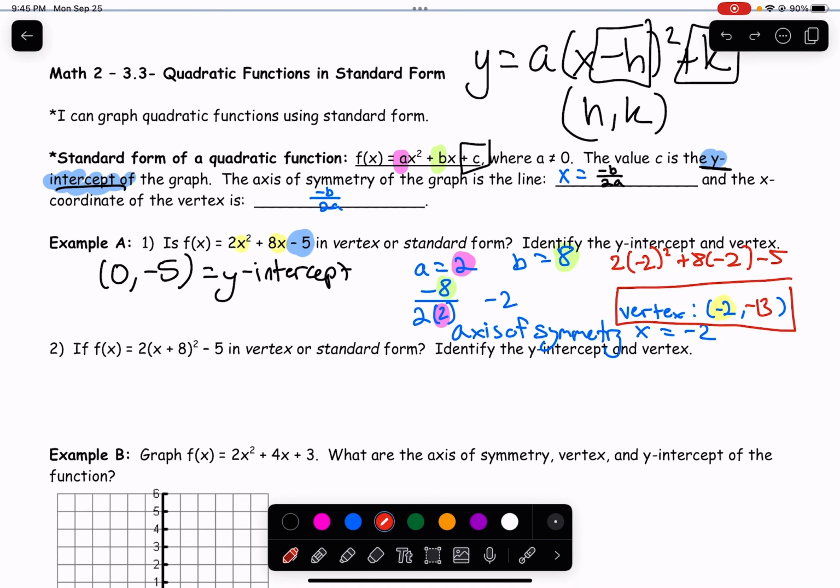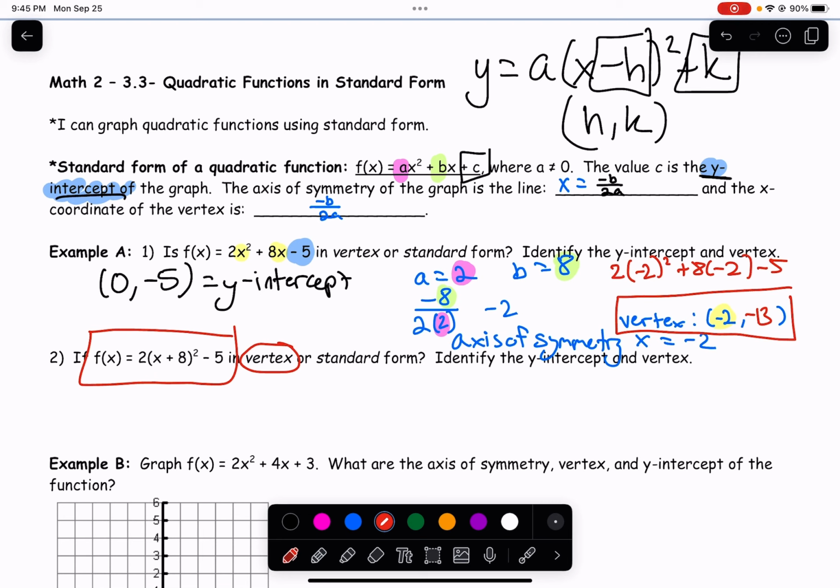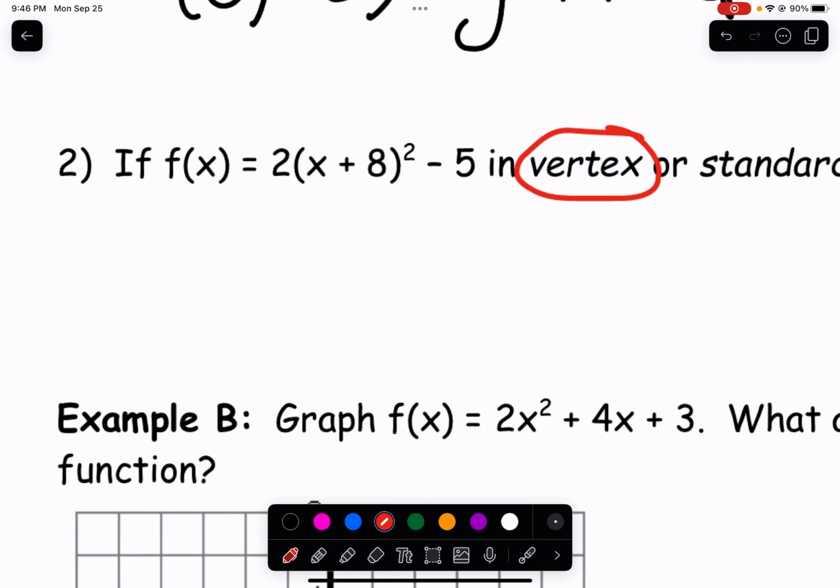Okay, so let's take a look at number 2 here. We can see that this guy is in vertex form. Do you see how it fits this form that we've worked with previously, where it's y equals a times (x minus h) squared plus k? So this is in vertex form. So fortunately, finding the vertex is actually pretty easy.